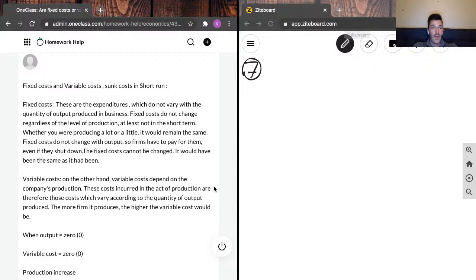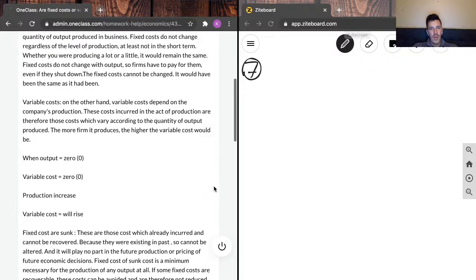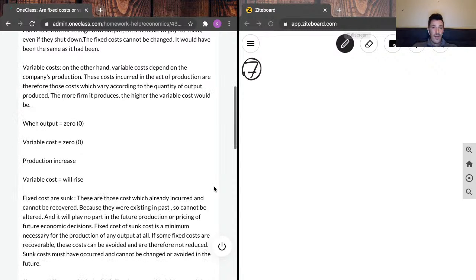Variable costs, on the other hand, depend on the company's production. Variable costs are therefore those costs which vary according to the quantity of output produced. The more a firm produces, the higher the variable cost would be. When output is 0, variable cost is 0. If there's a production increase, then the variable cost will rise.